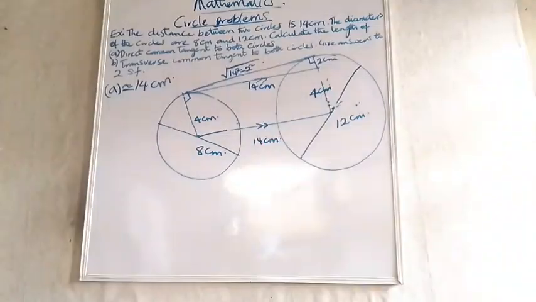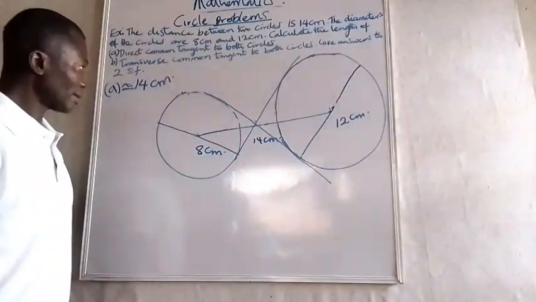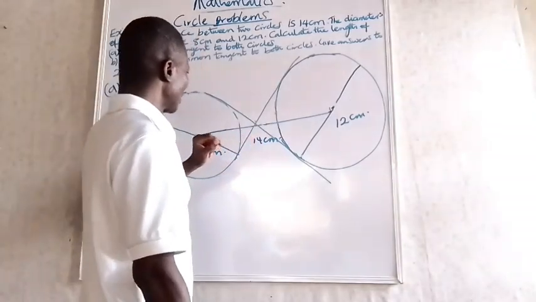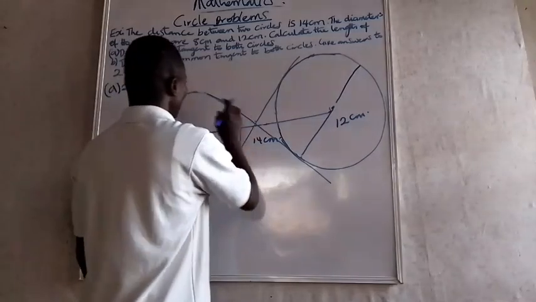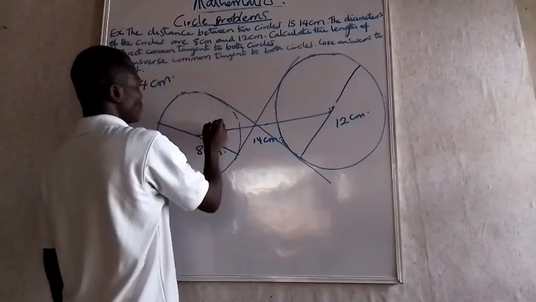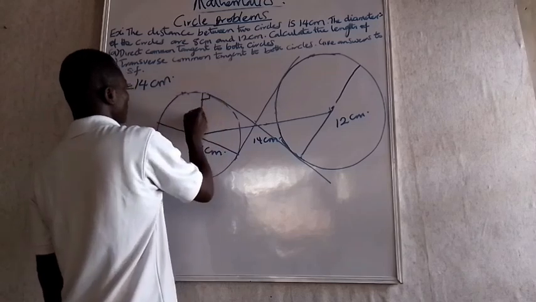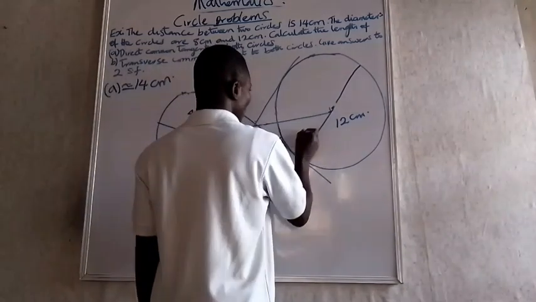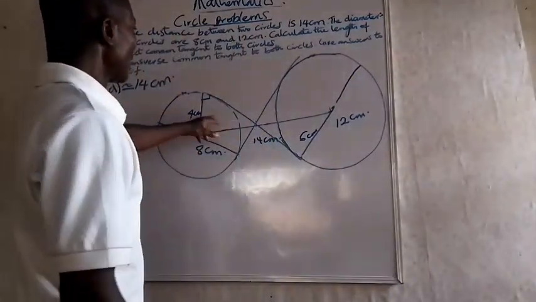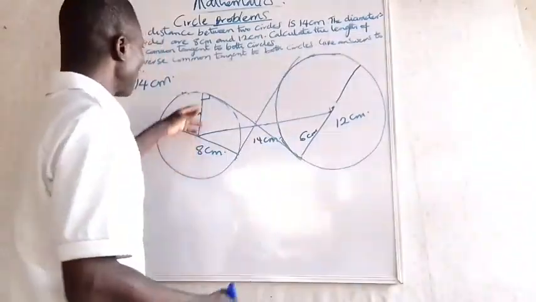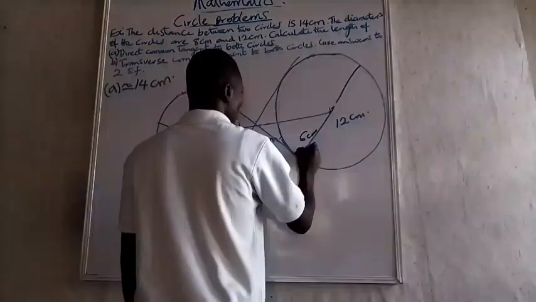Now, let's go to B part. Now, let's try to get the value of the transverse tangent. Looking at this, you can pick any of the two. Now, if I should pick this one, I have this. This is 4. Now, from here to here, 2 is 6. So, looking at this, I can draw a parallel line to this upward or downward. Now, let me draw it upward now.